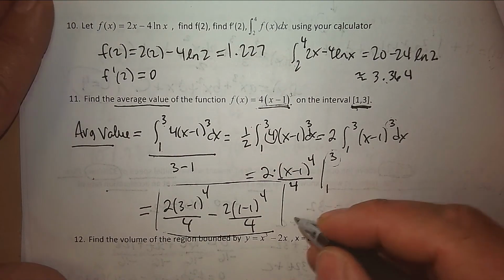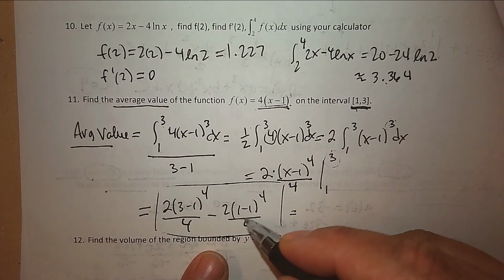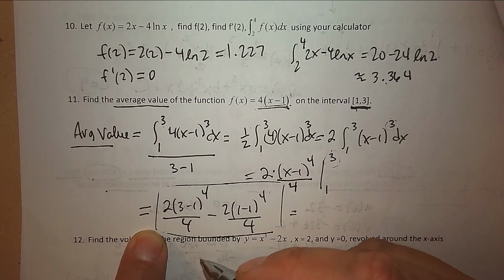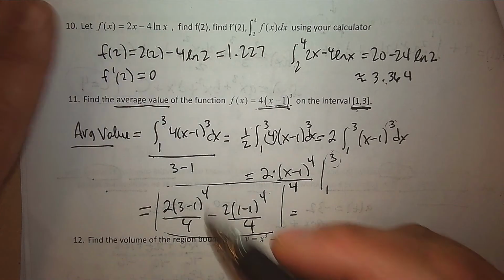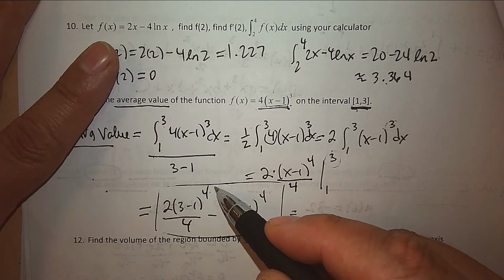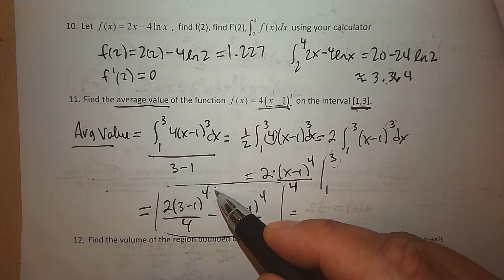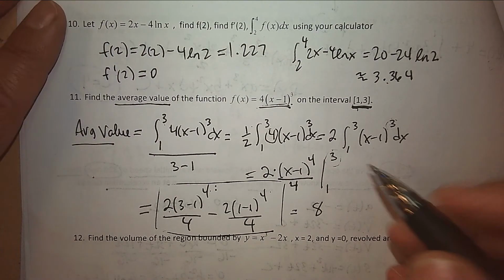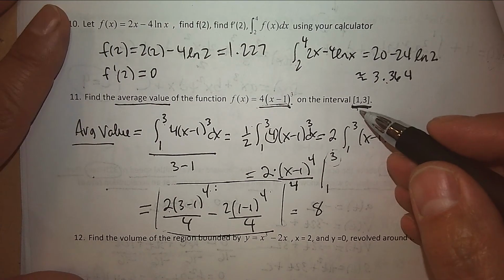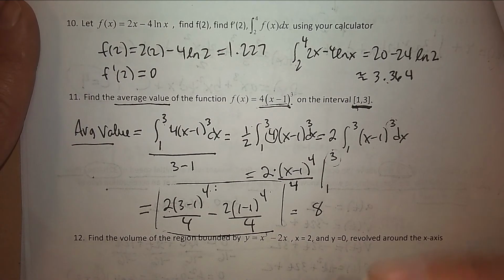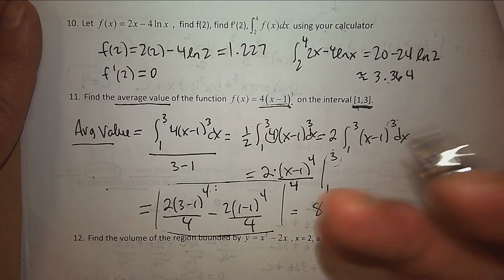You don't have to do this, but if you notice, this is just going to be 1 take away 1, which is 0. So if you did simplify it, which I don't want you to do, but if it was multiple choice, it'd be 2 to the exponent 4, which is 16. 2 times 16 is 32, divided by 4. This whole answer would be 8. So on average, from when you plug in 1 all the way to 3, what's the average y-coordinate you're going to get? And the answer is 8 using calculus.